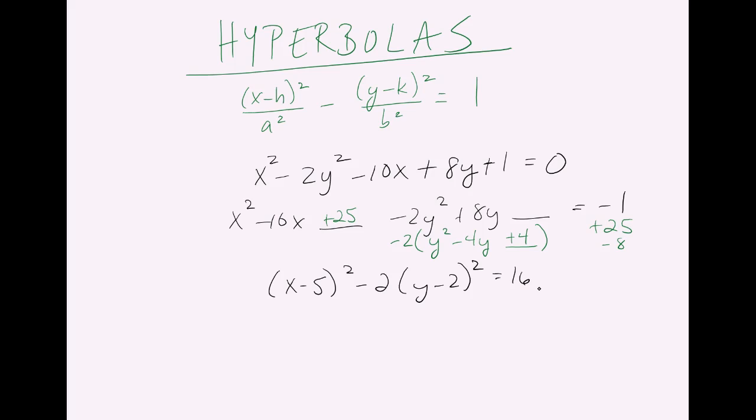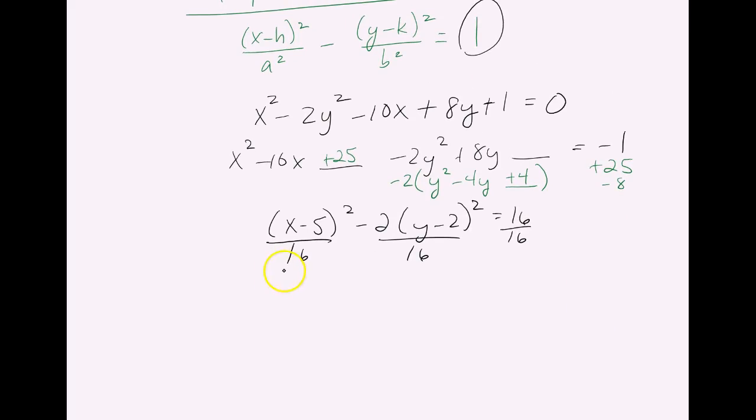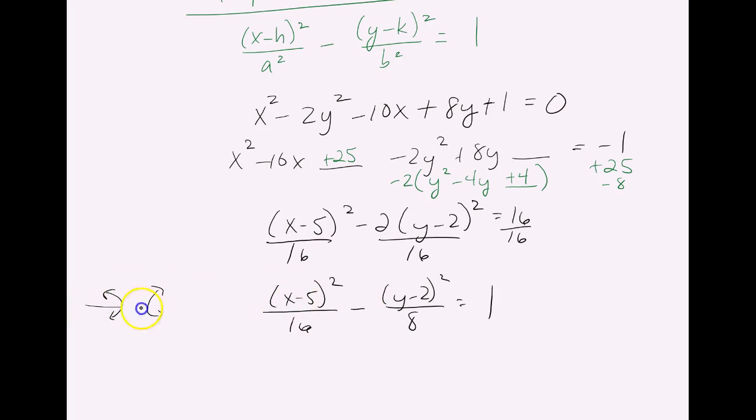So this is starting to fall into shape, but we need a 1 over here on the right, and it's a 16, so the way we get rid of that is divide by whatever number is there, and then we simplify that. So this is already simplified. We've got x minus 5 squared over 16. When I reduce this, I'm going to get y minus 2 squared over 8 equals 1. Now it looks like the standard form that's shown above. Also, I know that since the x is in front of the minus, this will go side to side. So x means it's a horizontal hyperbola, okay?